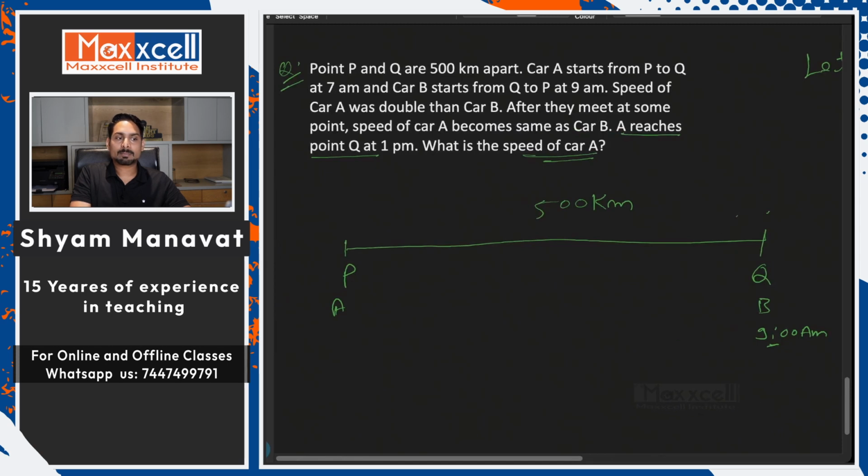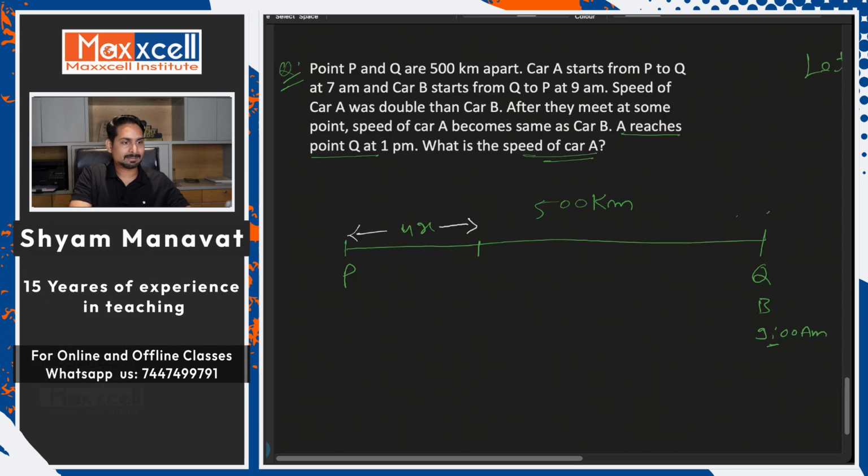Now, we are talking about 9 am, whereas A started at 7 am. So 7 am to 9 am is 2 hours, right? We are trying to understand the situation at 9 am. So at 9 am, car A will cover 4x distance. How do I know? I have assumed 2x as the speed, 2x kilometers per hour. So in 2 hours, 2x into 2, so 4x kilometers, right?